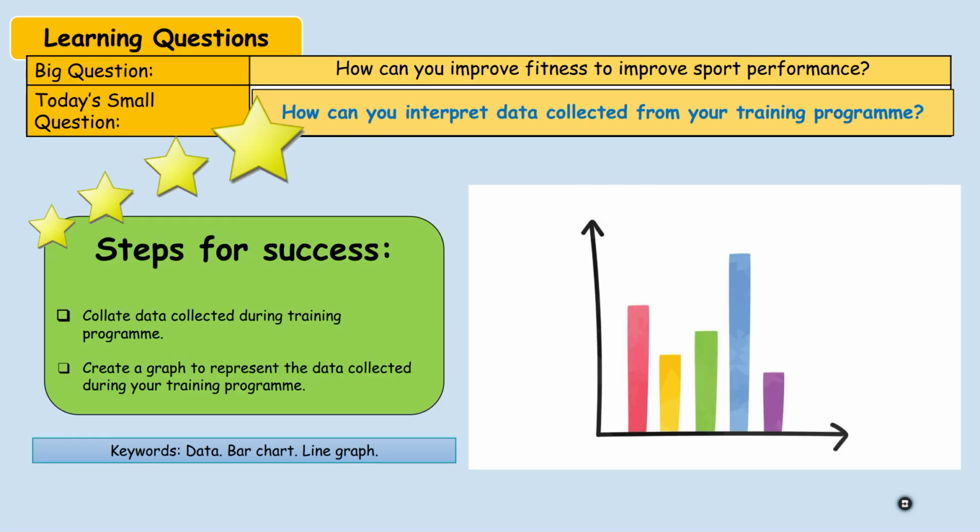So what we're just going to look at is how we can interpret the data that we've collected during our training program. For us to be able to do that, we just need to make sure we've collated that data and we've got all of that in a table that we can use. And then from those data tables, we're just going to create a graph that can represent that data, so it's nice and clear that the readers can see exactly the data that we've collected, and then we can use those graphs to write our evaluations in future lessons.